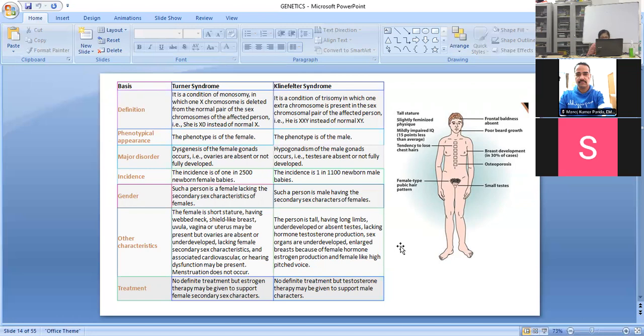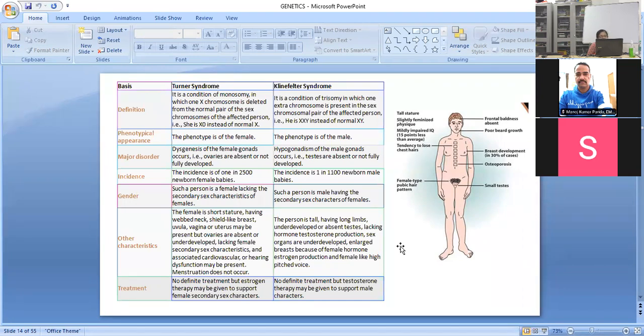The person is tall, he'll have long limbs, and the male gonads will be underdeveloped or degrade, lacking testosterone hormone production, so the sex organs are underdeveloped. They'll have female secondary sexual characteristics, enlarged breasts, and a female-like pitched voice. So there is no definite treatment, but testosterone therapy may help to support such a lifestyle. These hormonal therapies also come with their consequences. They're not that easy to administer. So it's always easy to go with whatever we are given by nature.